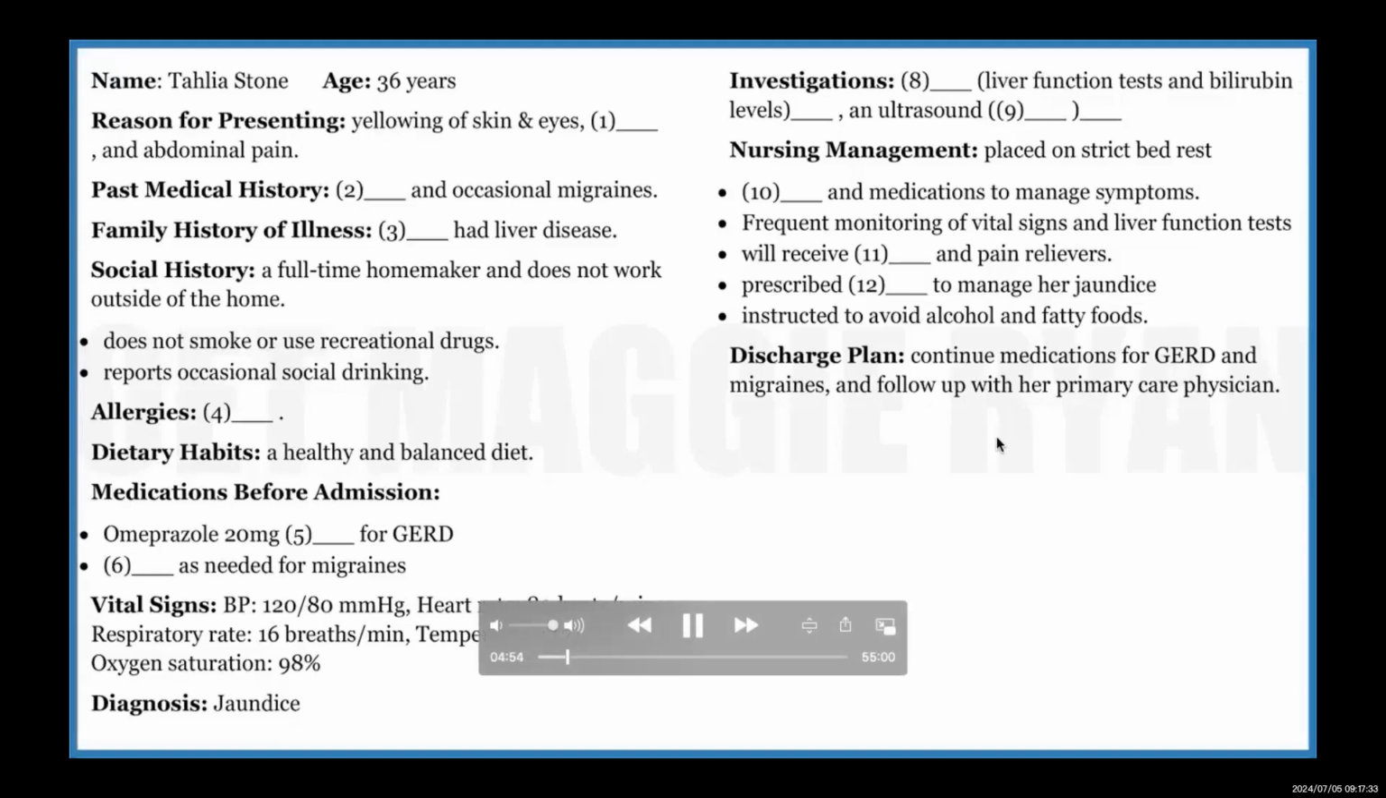You will also receive medications to manage her symptoms, including anti-nausea medications and pain relievers. If the tests confirm the diagnosis of jaundice, we will prescribe ursodeoxycholic acid to manage your symptoms and instruct you to avoid alcohol and fatty foods. We will also advise you to continue taking your medications for GERD and migraines as prescribed. When you're discharged, you will need to follow up with your primary care physician and continue with the medication regimen we provide. Do you have any questions for me, Talia? No, thank you for explaining everything so clearly, doctor.